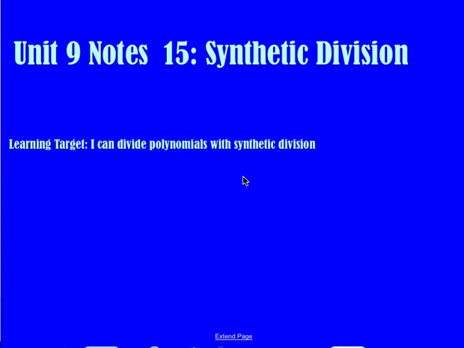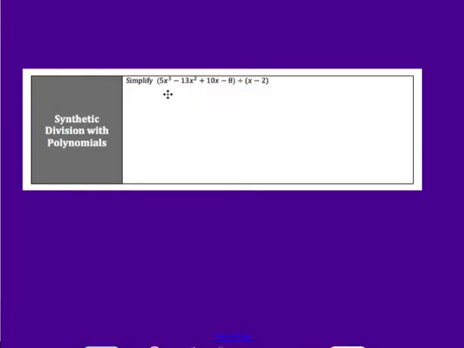And today we're going to be doing Unit 9, Notes 15. So we're going to be talking about synthetic division. So here's what synthetic division is. Synthetic division is when you can do polynomials like this. Okay, it's going to be an easier way of doing long division.